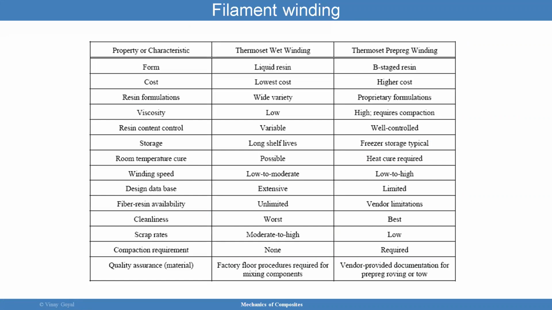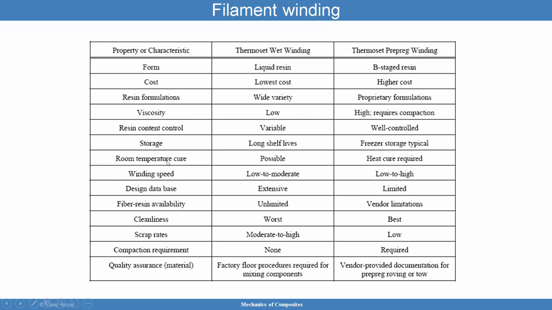But you have the property of characteristic, and in this case it's liquid resin, in this case it's B-stage cured, which means it has cured some amount. You have cost involved here, and the wet winding provides the lowest cost, while prepreg is a lot more expensive. Resin formulation, you have a bunch of them, but here you can do so many proprietary formulations. Viscosity is low here. With prepreg, you require a high level of compaction. Resin content control can be variable here, but with prepreg it is well controlled.